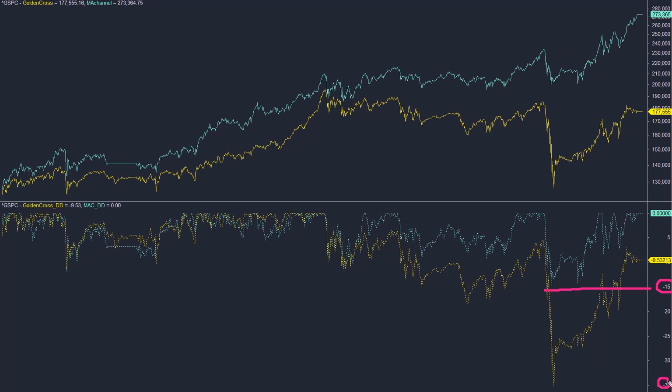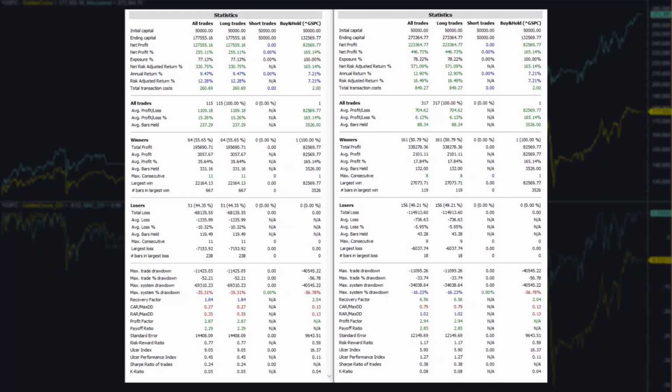The maximum drawdown of the moving average channel is about 16% compared to around 35% of the crossover system, which is a massive difference. Lastly, let's have a brief overview of the backtest results. The results on the left belong to the standard moving average crossover system, and the results on the right are of the moving average channel system.